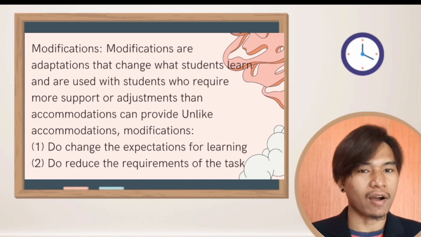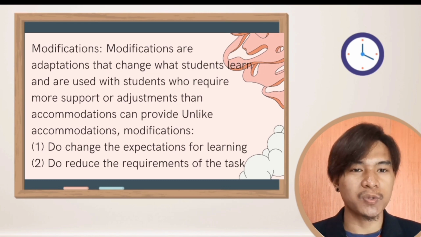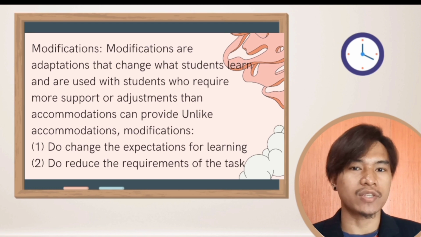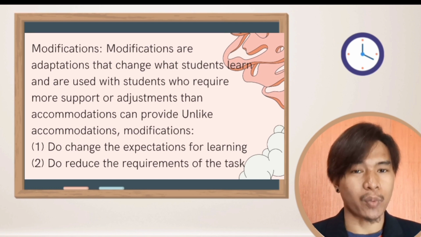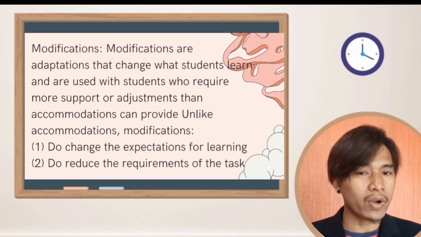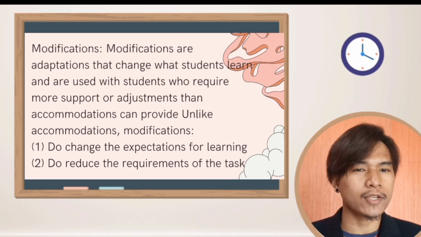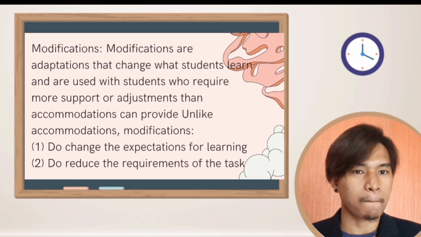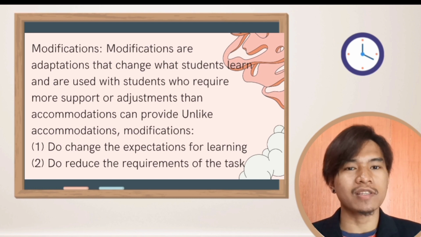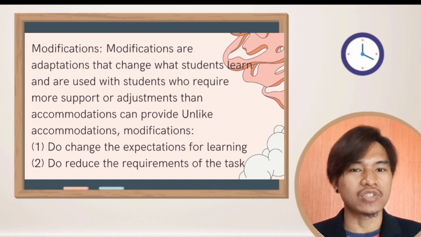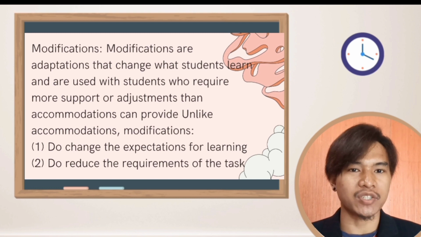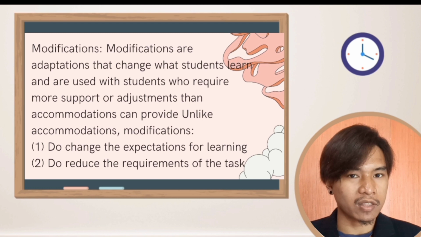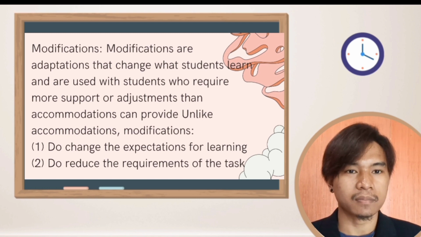Modifications, accordingly, are adaptations that change what students learn and are used with students who require more support or adjustments than accommodations can provide. Whereas accommodations level the playing field, modifications change the playing field. So, to put it simply, an accommodation changes how a student learns the material, while a modification changes what a student is taught or expected to learn.